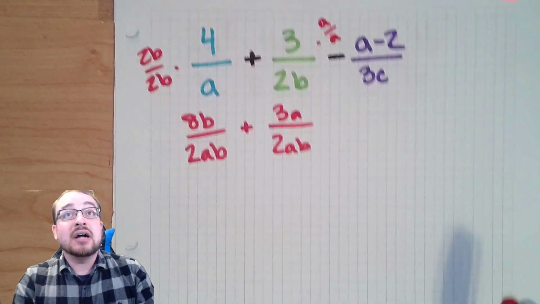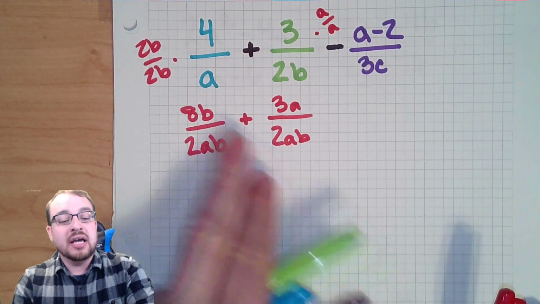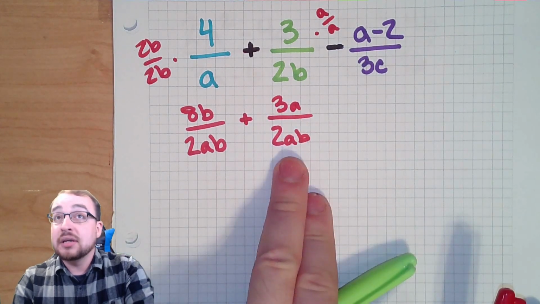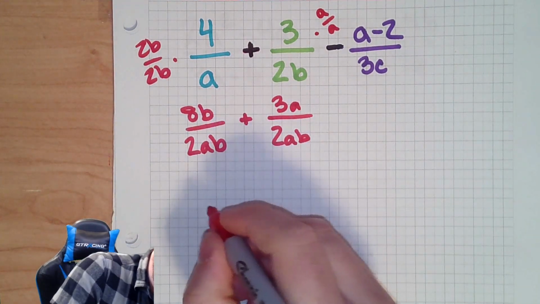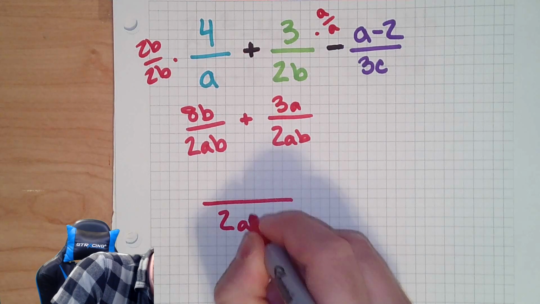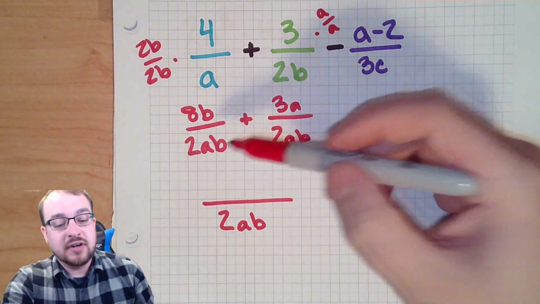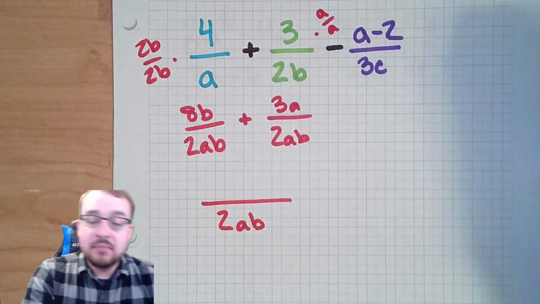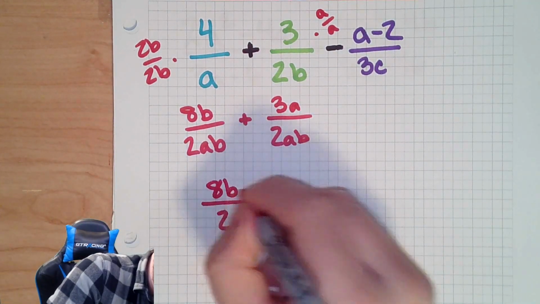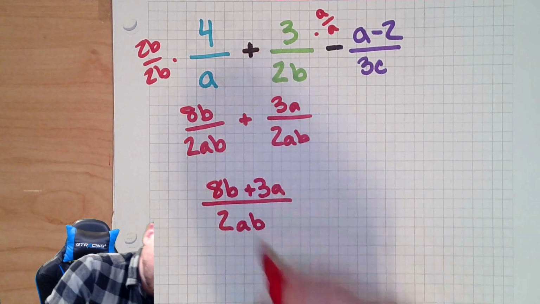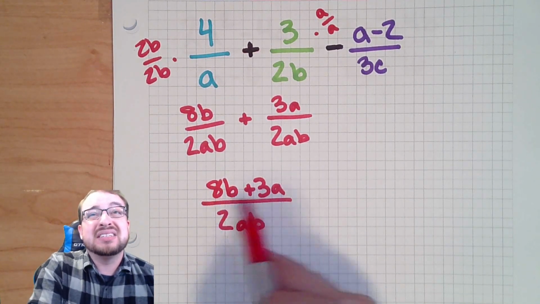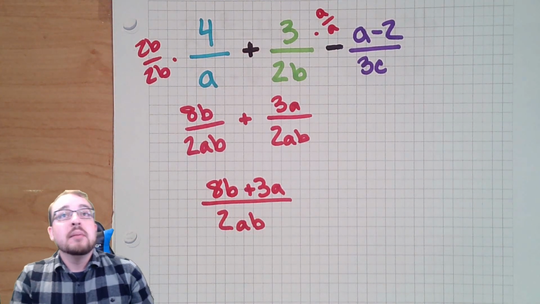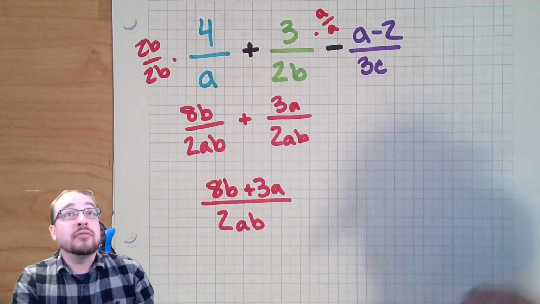Now, because they have common denominators, we're talking about the same thing. 8b's of this, 3a's of the same thing. We can write it all over 2ab, because all this means is divide this by 2ab, divide this by 2ab. Well, we could just divide them both at the same time by 2ab. Writing it like this. Now I can't combine the top two because b's and a's don't go together, right? They're not like terms, but that does get it to be one fraction.